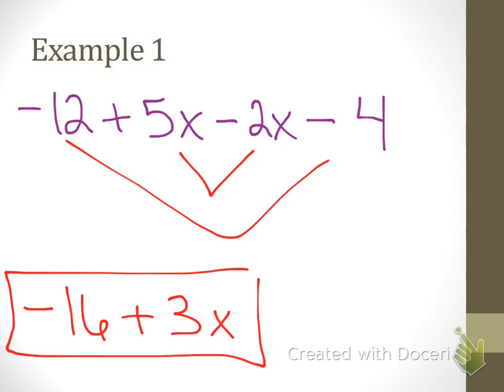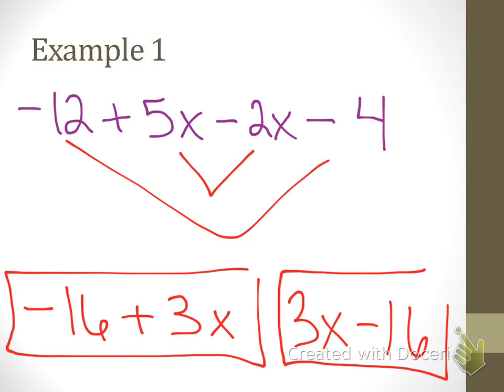If you were to write it 3x minus 16, would that still be correct? Yes, it would, because the commutative property of addition says I can reorder them. I just need to make sure that I keep my sign. So either one of these could be the correct answer.